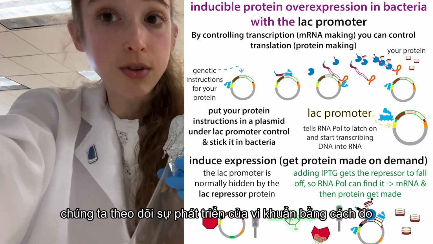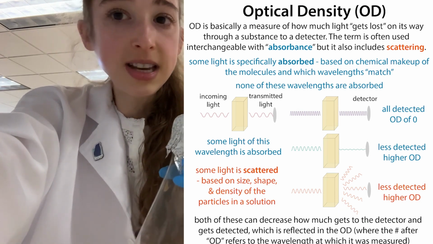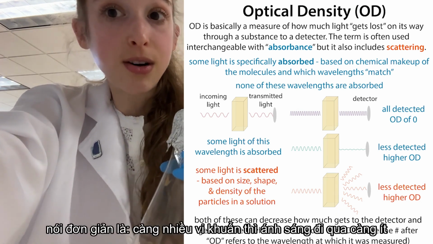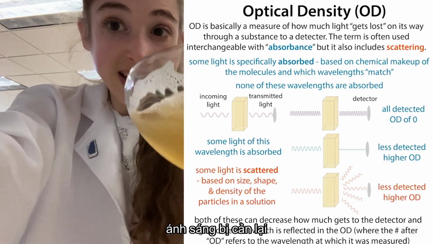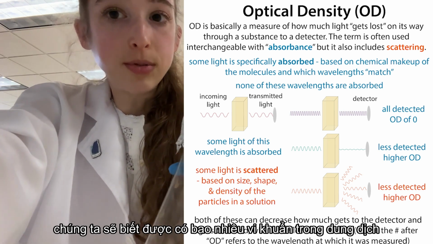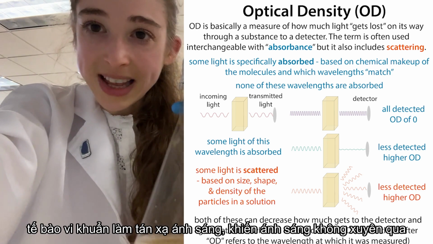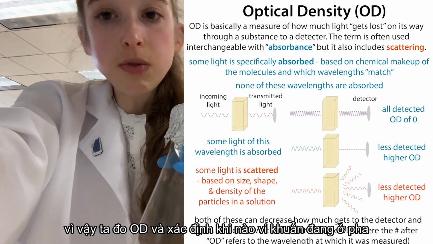And so we monitor the growth of the bacteria by measuring something called the optical density, or OD. Basically, the more bacteria there are in the solution, the less light can go through. So if we measure how much light goes through, we're able to measure how much bacteria there is, based on the bacterial cells scattering the light. So we measure the OD.